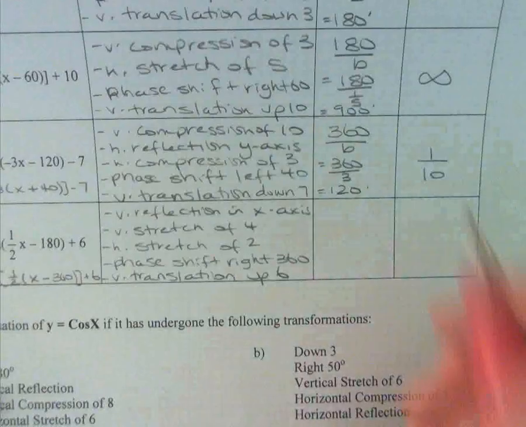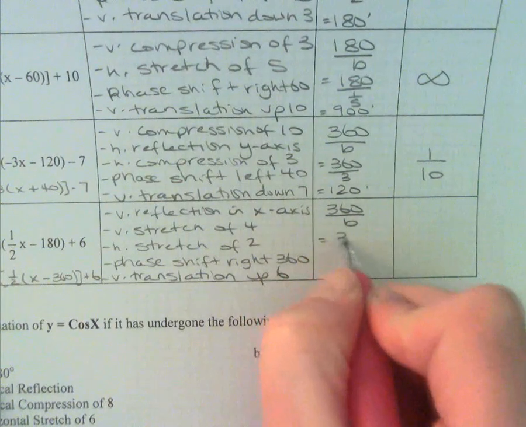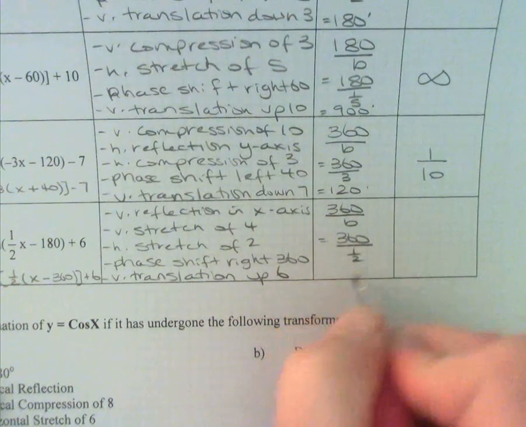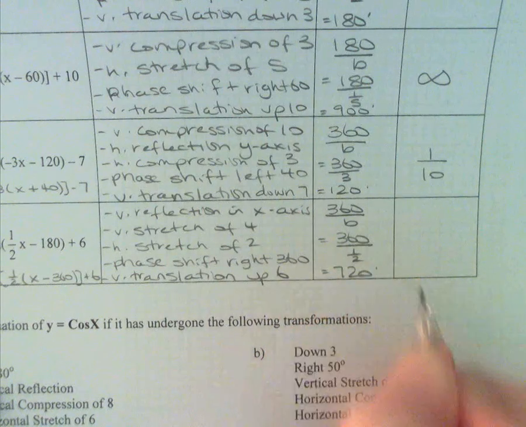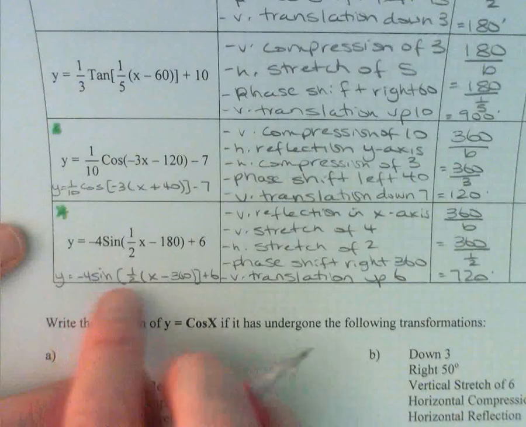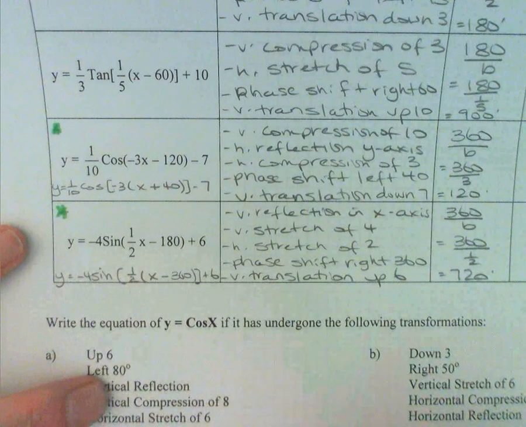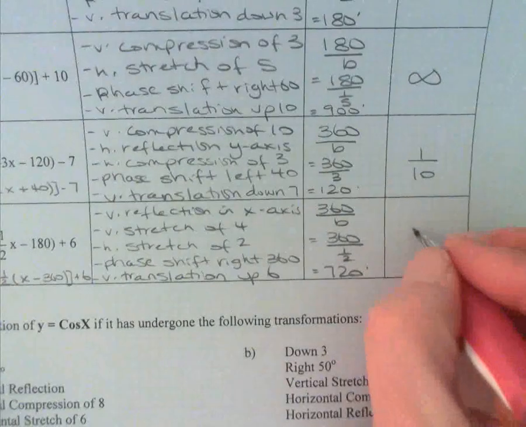Again, it's a sine graph, so my period is 360 divided by b, 360 divided by 1/2, or 720 degrees for one cycle. I'm looking for the amplitude, it's the A value, but again, I ignore the negative. Amplitude is a positive number, so my amplitude is 4.